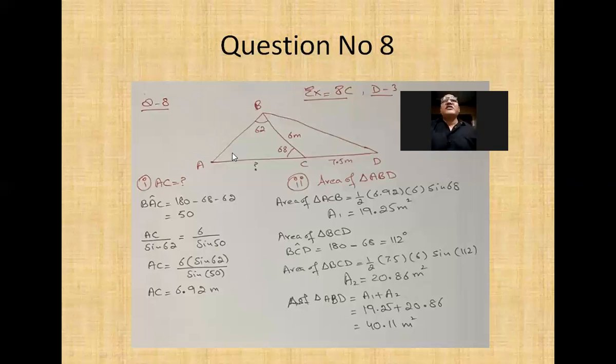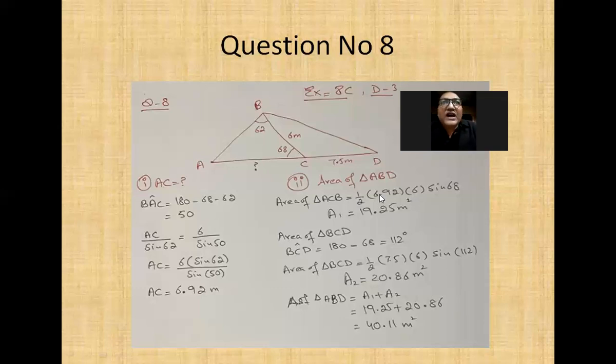This figure can be divided into two parts. Let me call this area 1 and let me call this area 2. I know all the angles of this and I know the two sides. I know this is 6 meters, I know this is 68, and I know this AC, that is 6.92. So I can find the area of this triangle. The area of the triangle is 1 by 2 a b sine theta, where a and b are the two sides of the triangle and theta is the angle between those two sides. So I can find the area of the triangle ACB.